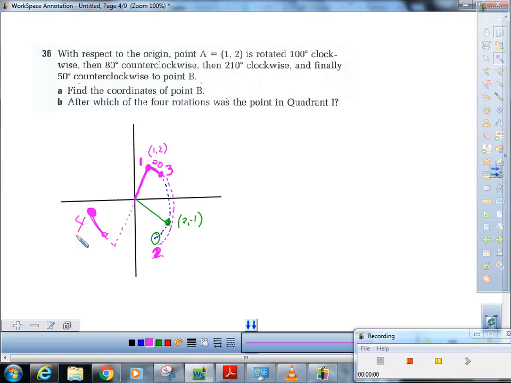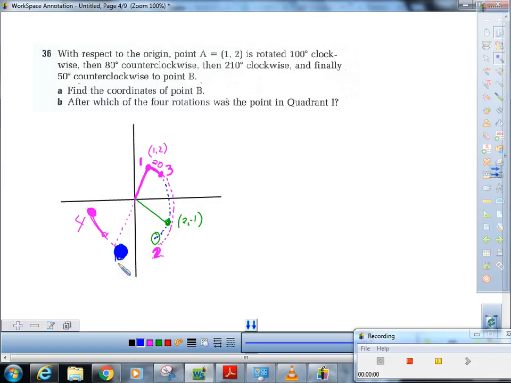And then finally, it goes 50 degrees counterclockwise to point B. Okay, I've got it kind of drawn out. It's going to be somewhere around here. And now my picture kind of helped me understand the situation, but it didn't help me get the answer. So now I've got to go with a different strategy.